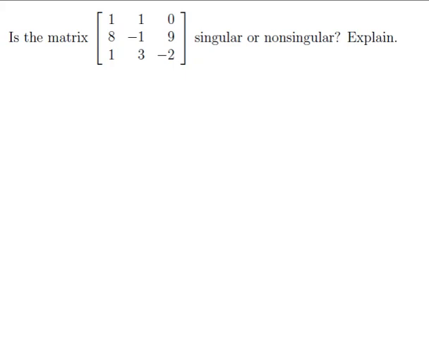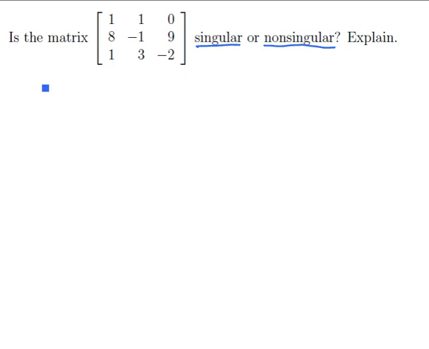Is the 3 by 3 matrix 1, 1, 0, 8, minus 1, 9, 1, 3, negative 2 singular or non-singular? Explain. Now remember, being non-singular means that you have a matrix inverse, and being singular means that you don't. We don't actually have to find the inverse to test this.